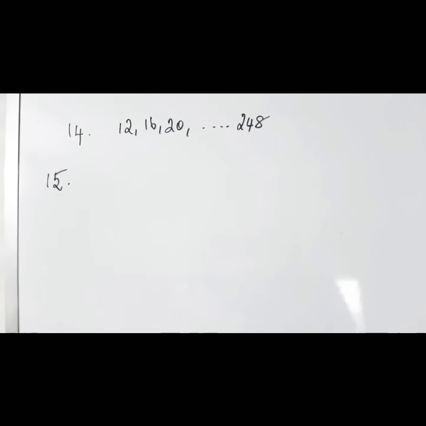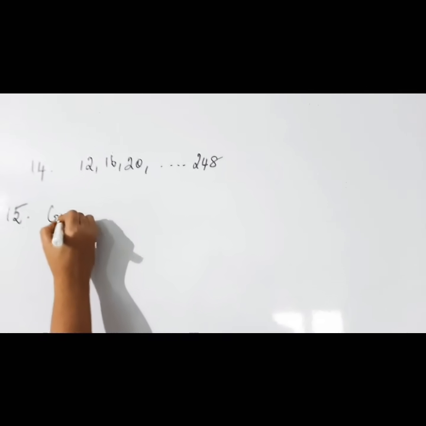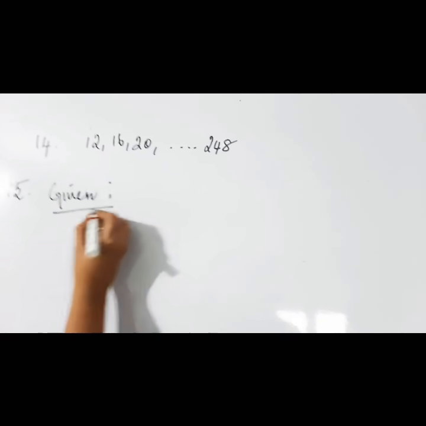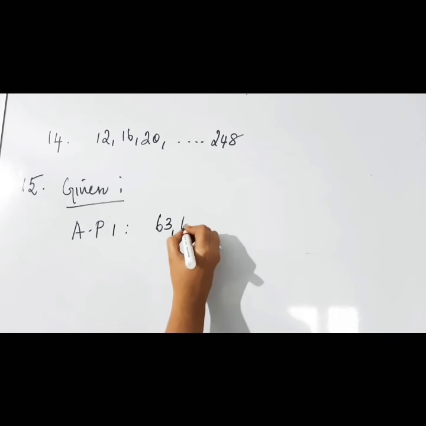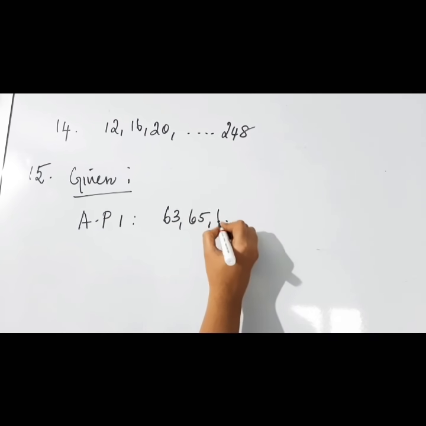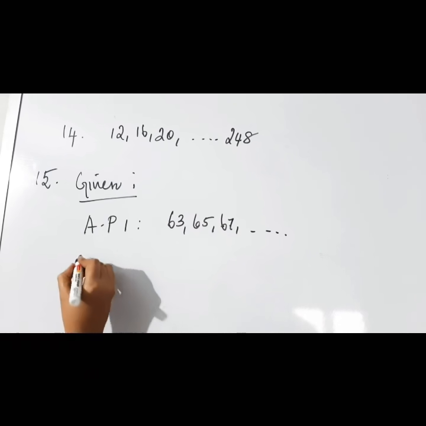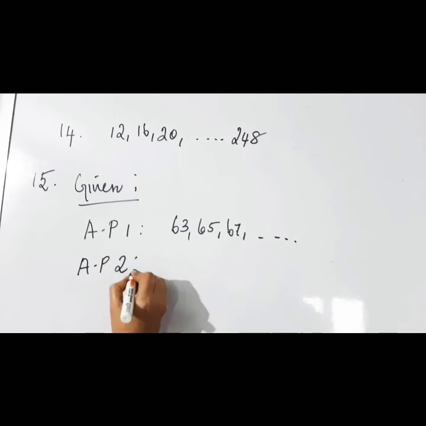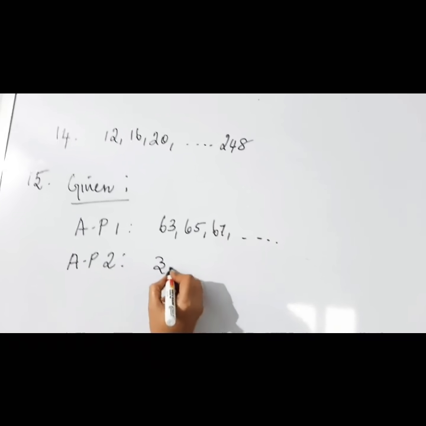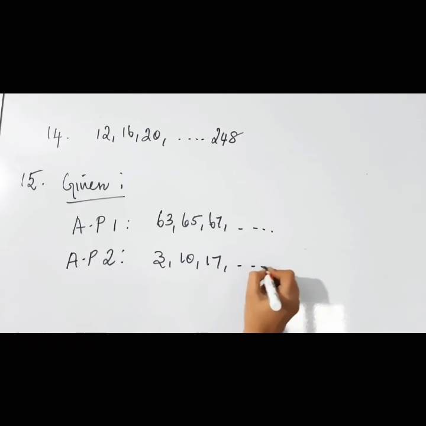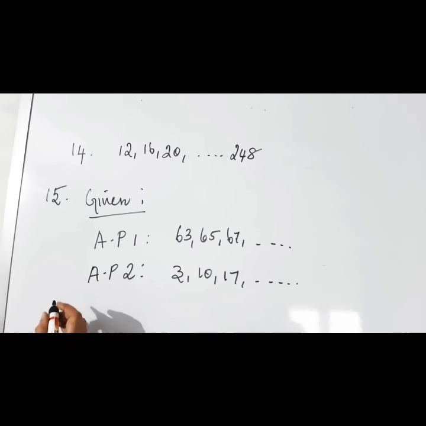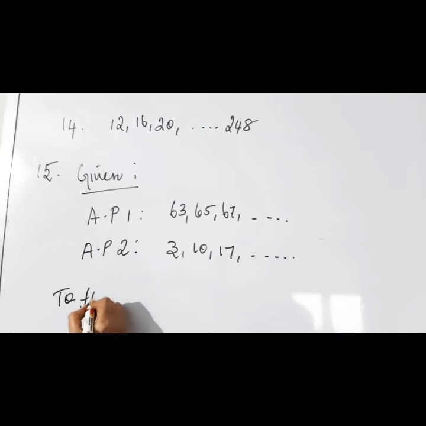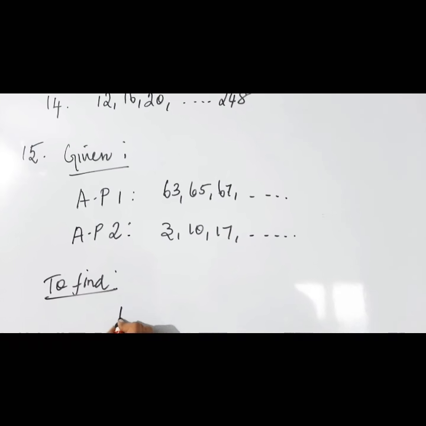For what value of n are the nth terms of the two APs equal? What is given in the 15th sum? They gave two APs. Let us consider AP1: 63, 65, 67, etc. AP2: 3, 10, 17, etc. What did they ask you to find out? They asked you to find out the value of n.